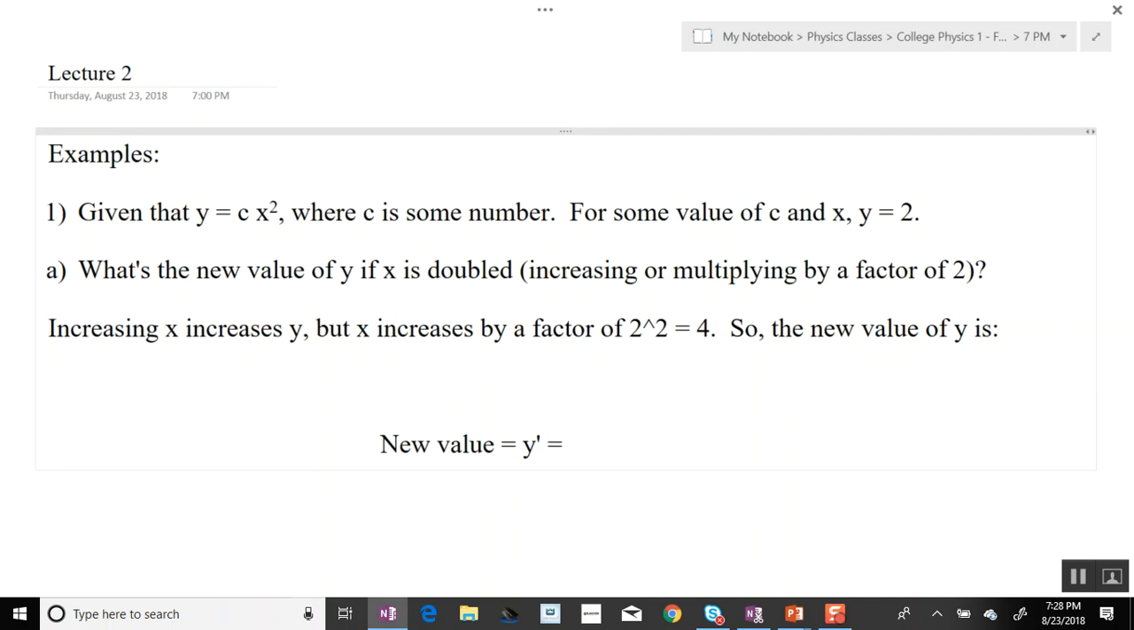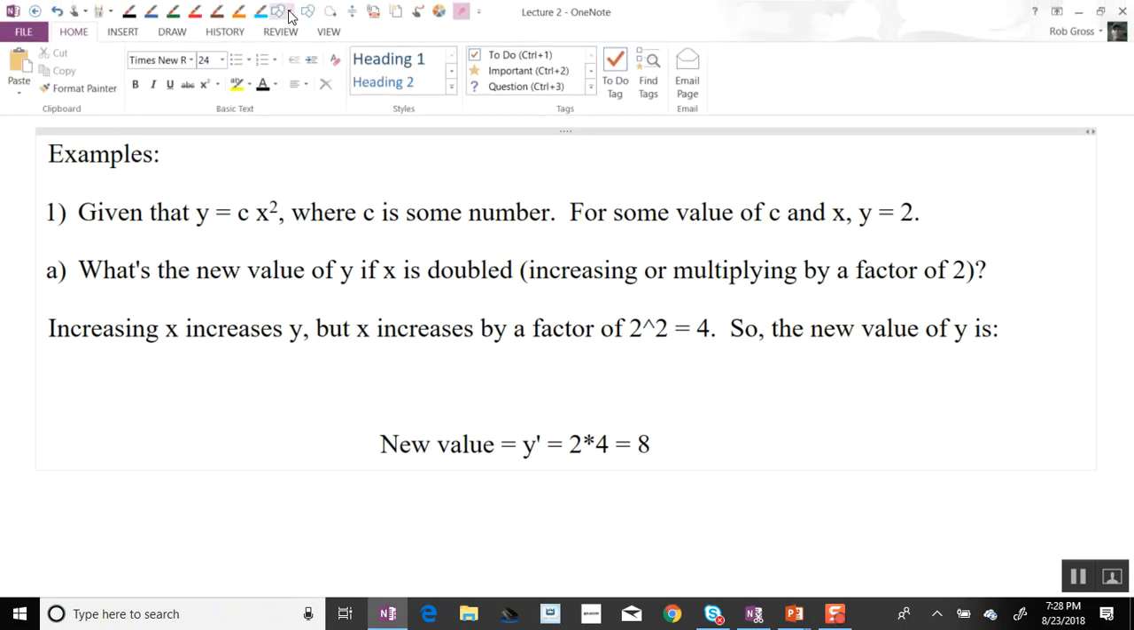It's basically y, but it's the new value of y, right? So the new value of y, which I call y prime, is the old value of y, which was 2, times how much it changes by, because increasing is multiplication, right? So because it's increasing, we multiply. So it's 2 times 4, which is 8, right? So that's the new value of y. It would go from 2 to 8. You don't need to know what c and x are initially. All you need to know is what happens to x and how that affects y, right? All right, so does that make sense?